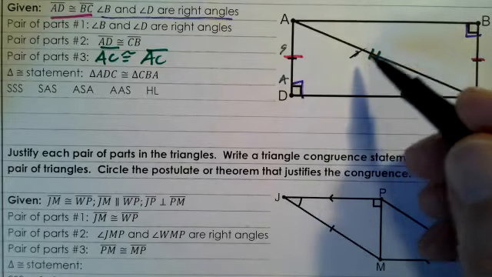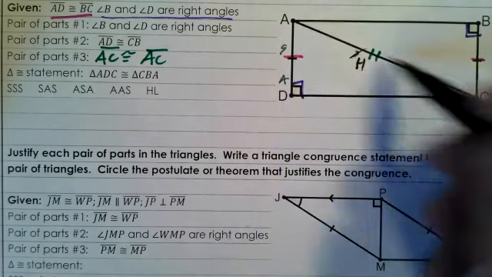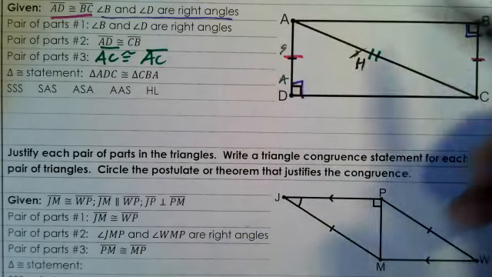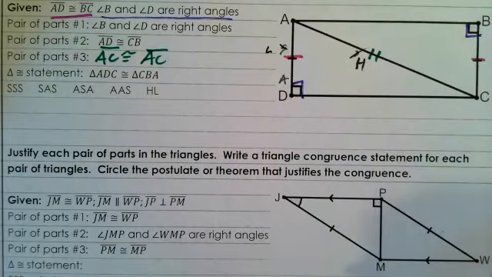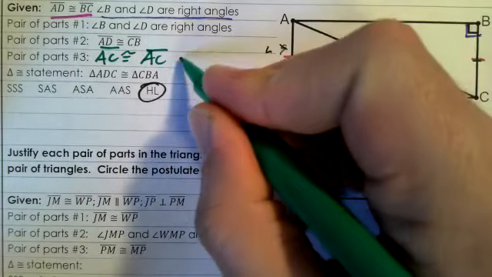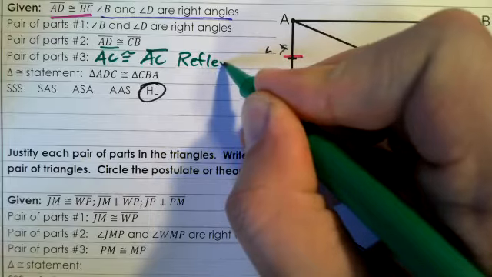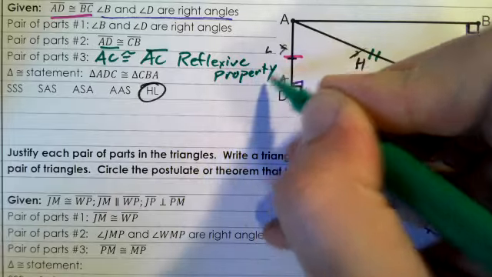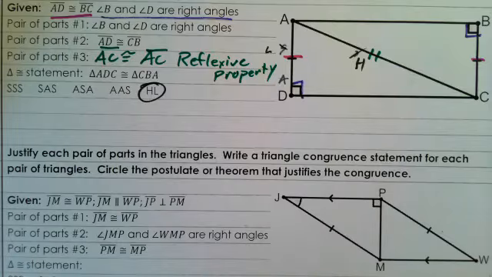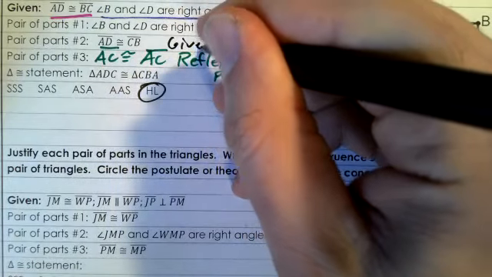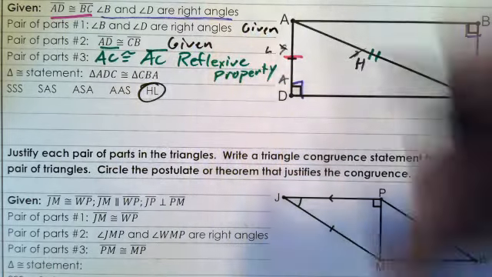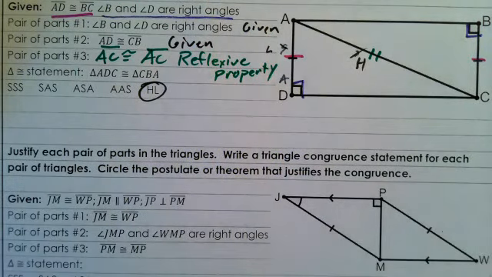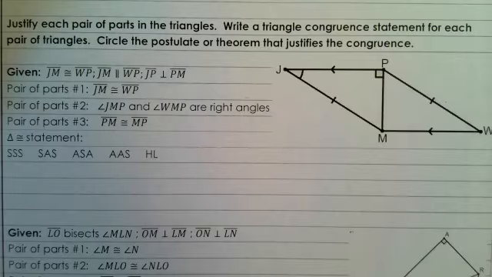However, this side is the hypotenuse of this right triangle. Same thing with this other right triangle. And this side is the leg of that right triangle. So we can use hypotenuse leg to say that those two triangles are congruent. Just need to fill in my reasons. This was the reflexive property. And then my other two were givens. And that's done.